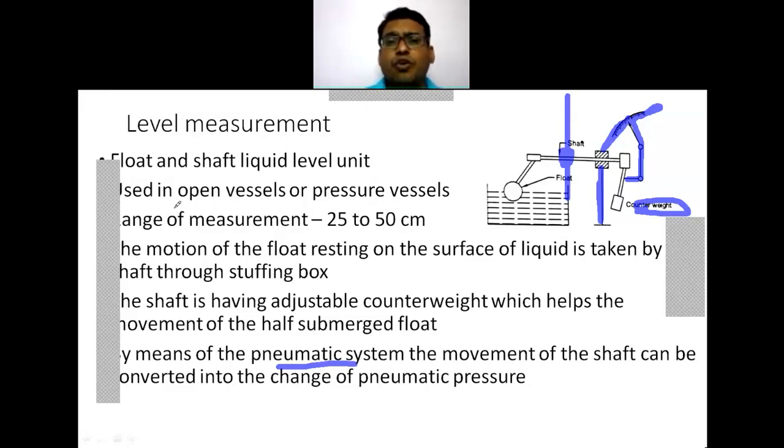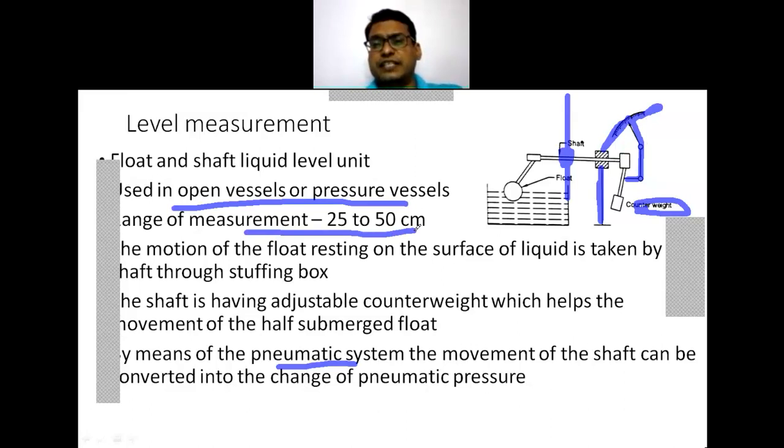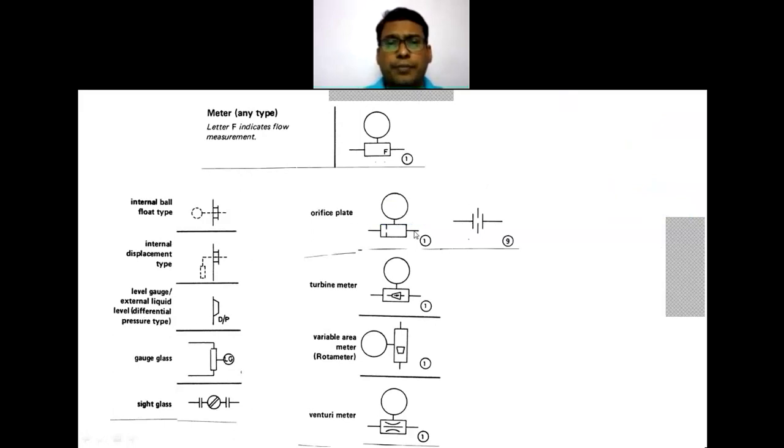Generally, these are used for open vessels as well as pressure vessels, in the range of 25 to 50 centimeters, a very small range. So it has certain limitations, these float and shaft liquid level units. Then next is the float type. You can see this float type indication. This is a round float, and it is connected with a lever.